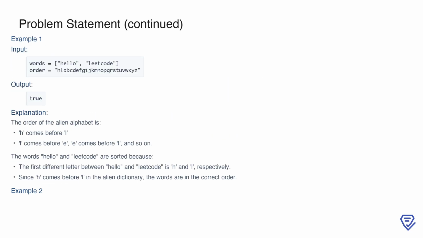Consider the first example. Here, the input consists of the words hello, leetcode, and the order string hlabcdefgijkmnopqrstuvwxyz. This order tells us how the alien alphabet is structured, where h comes before l comes before a, and so on. To check if the words are sorted, we compare them letter by letter. The first letters, h and l, are different. Since h comes before l in the alien alphabet, we can already confirm that hello comes before leetcode. Thus, we return true. This demonstrates how the first differing letter determines the sorting order between two words.